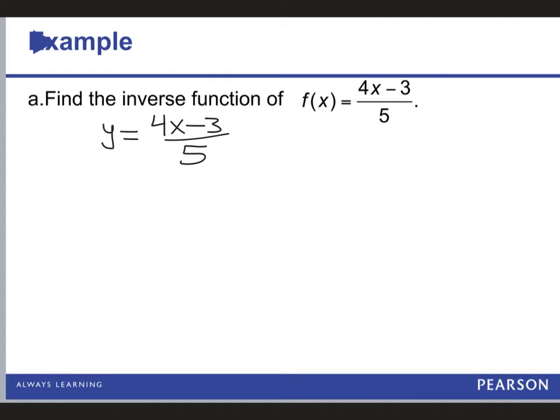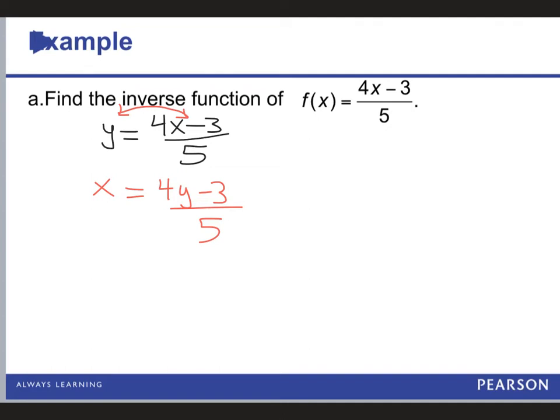I'm going to use red for step 2. So I'm going to change the x to where the y is, and I'm going to put y where the x is. So I interchanged the x and the y. We switched them. I use blue for the next step. Now I need to solve this equation for y.